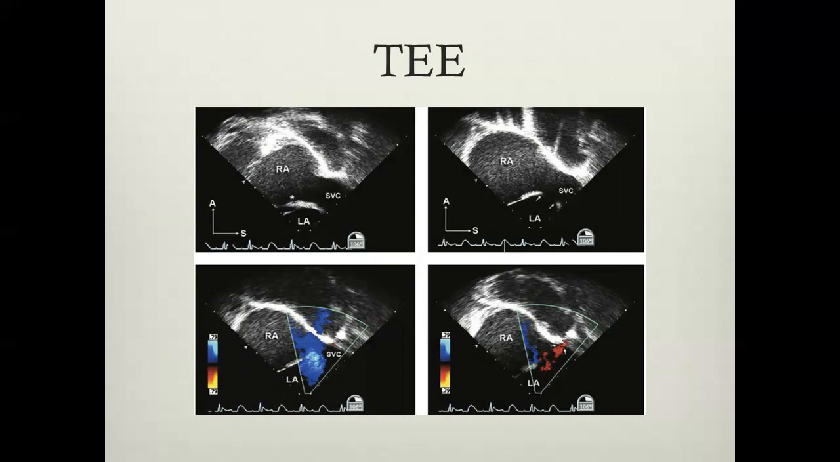So this is why sinus venosus ASDs, as a rule, have anomalous venous return. Whereas it's much less common with a secundum ASD, because the pulmonary vein and the SVC have nothing to do with the secundum ASD.